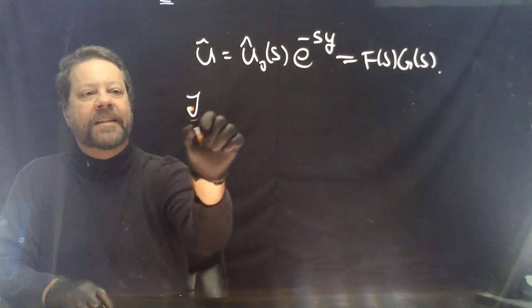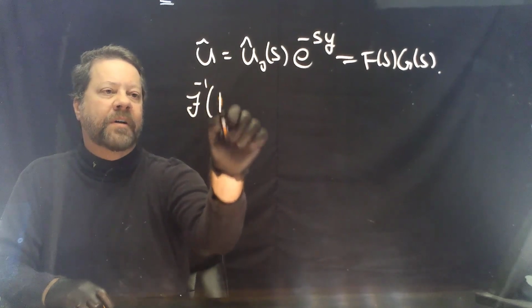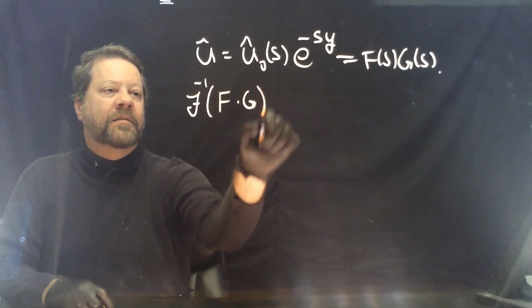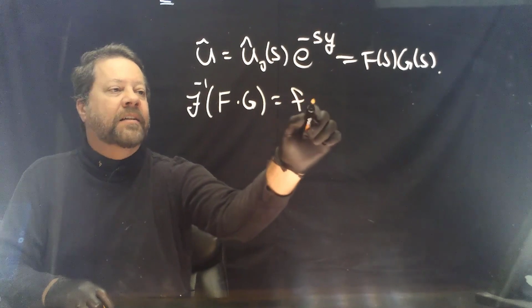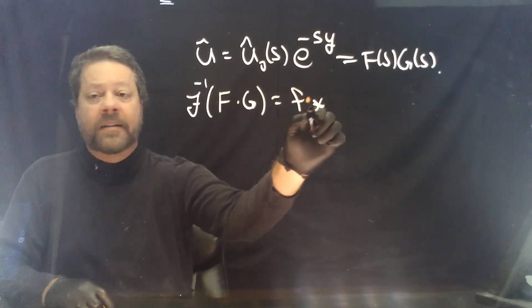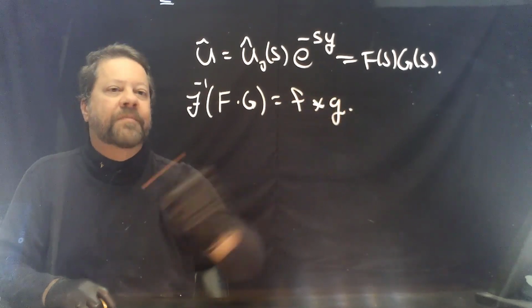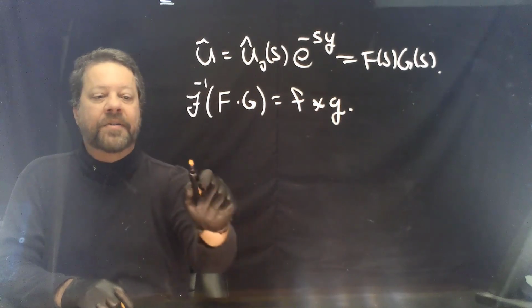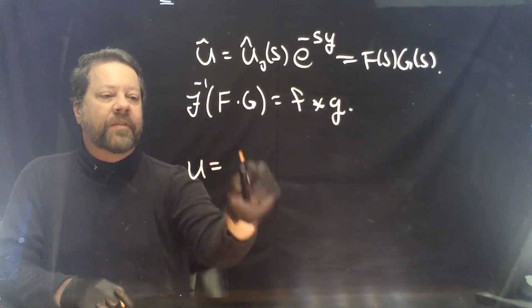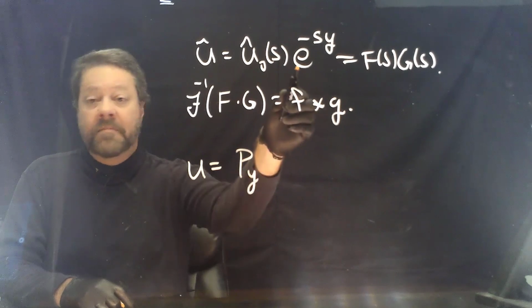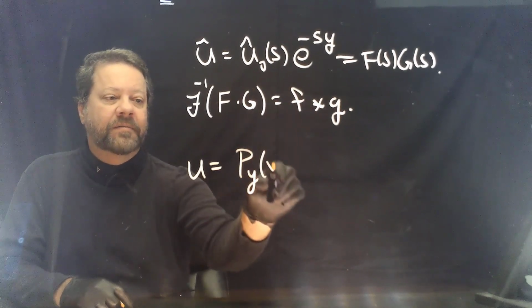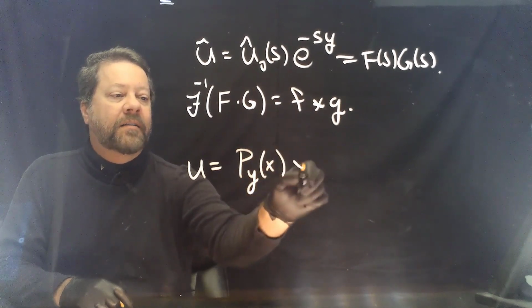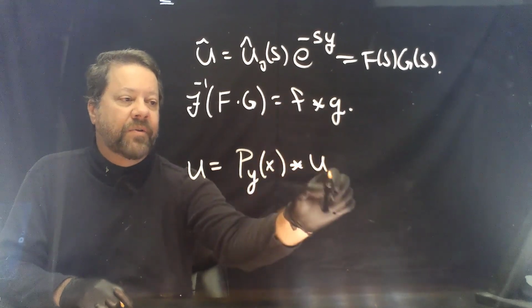of the form a function of s times a function of s. You'll recall that if we take the inverse Fourier transform of the product of two functions, we get the convolution of the corresponding un-Fourier transformed functions. It follows then that u is the convolution of the Poisson kernel convolved with our u naught.